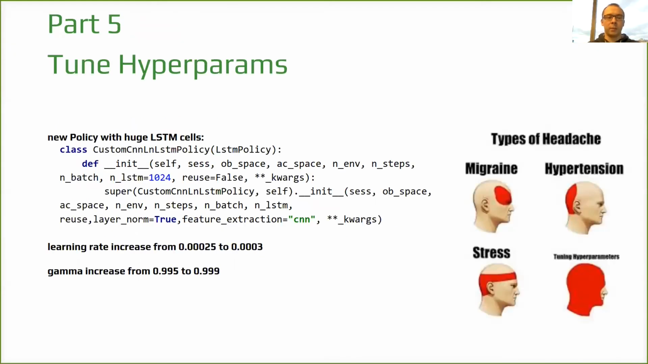In the next step, we tried to tune hyperparameters in the model. First, we increased the gamma parameter. Second, we increased the learning rate. And finally, we added some long short-term memory cells to improve agent behavior in complex situations. By default, there were 256 cells, and we raised them up to 1024.